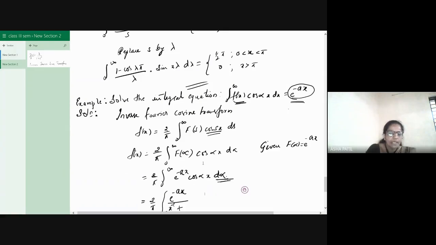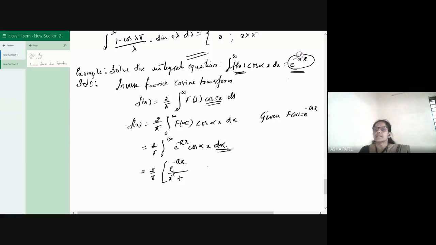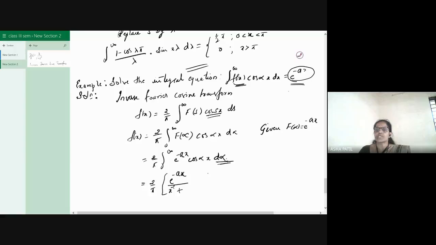Not ax, I'm again writing wrong. Wait. It is e raised to a alpha. It should not be in terms of x, you know. Whenever you write a Fourier sine transform or cosine transform or whatever, your answer will be in terms of f of s. That means you should not have any x in your RHS. It is e raised to minus a alpha. Make a correction.